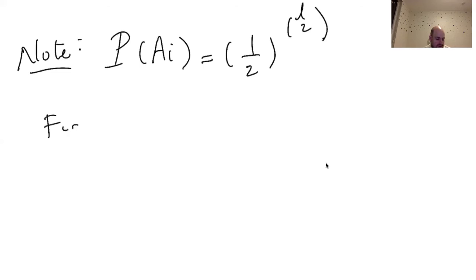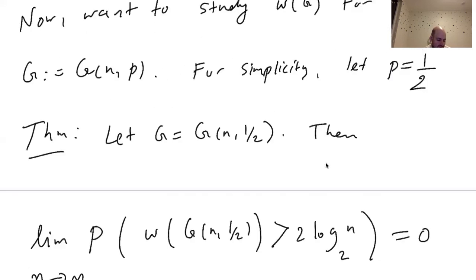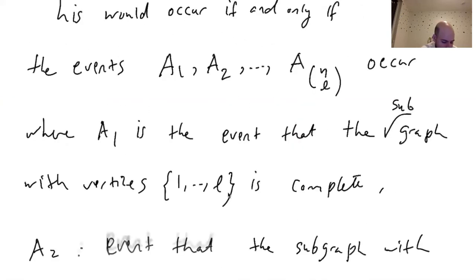For i between 1 to n choose L. Now, let's look at the goal again. I want to show that this limit of this probability is 0 as n goes to infinity. So forget about the limit part. First, we're going to simplify the expression for the probability, and then we can take the limit and show that as n goes to infinity, the limit is 0.